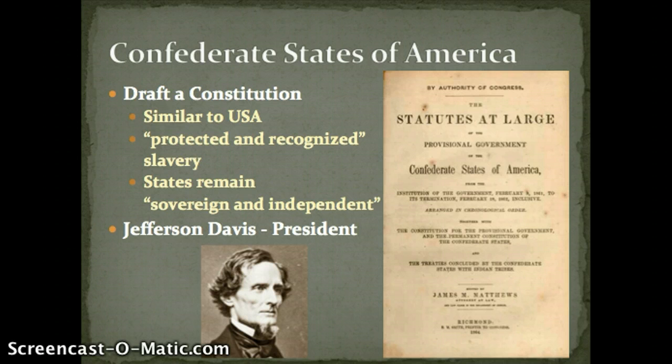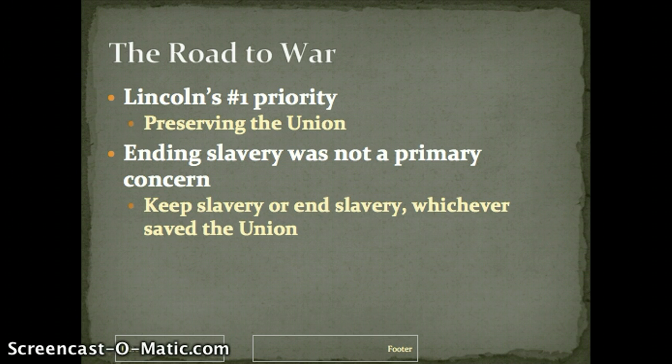The states of the South will remain very independent from one another, but will work collectively to help one another. Their constitution also recognizes and protects the institution of slavery. Slavery is legal in the Confederate States of America. After drafting a constitution, the Confederate States of America elect their first and only president, Jefferson Davis. He will be Abraham Lincoln's counterpart during the Civil War.